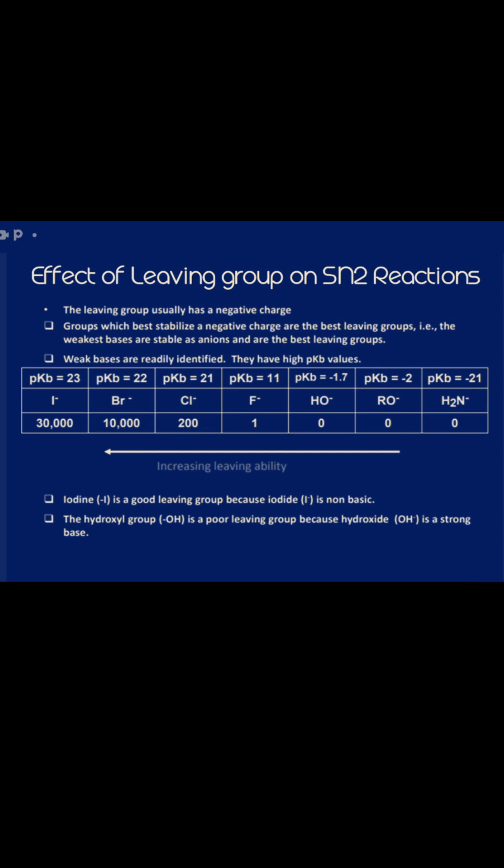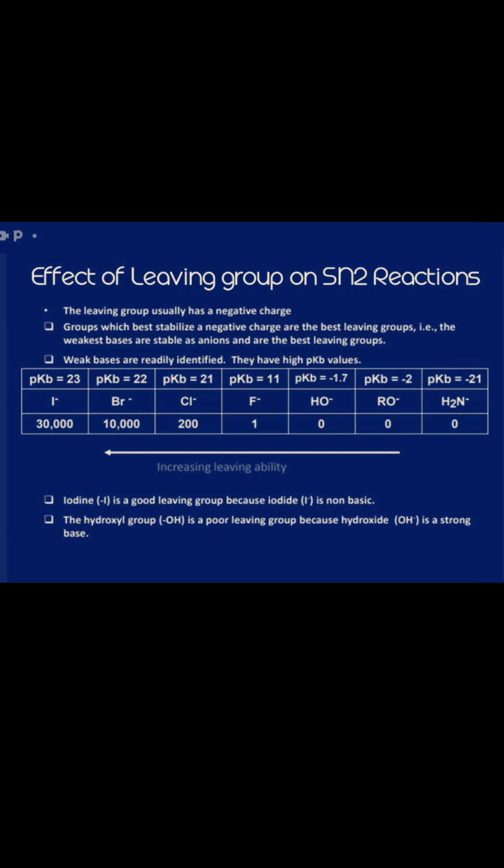Let me come towards the effect of leaving group on SN2 reaction. You know that a leaving group is a species that leaves the substrate, that is first of all attached to the substrate, but after some time when the nucleophile attacks the substrate, it leaves. This is the definition of leaving group.